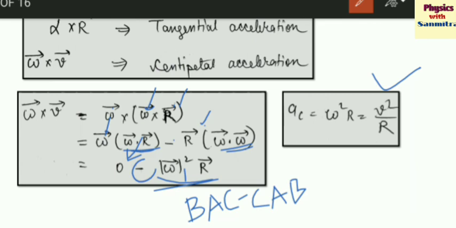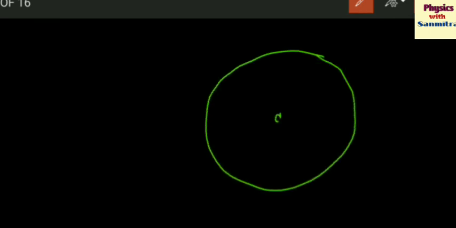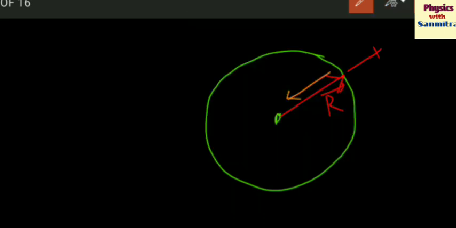See, if I show one thing, that what AC came out to be, minus omega square r vector. Now what I will do here, I will draw a circle. This is the center. It is going like this. This is my r vector. r vector is pointing outwards. But our AC will act inwards because it is minus r vector, into omega square also in magnitude. So it is centripetal acceleration and it acts inside.